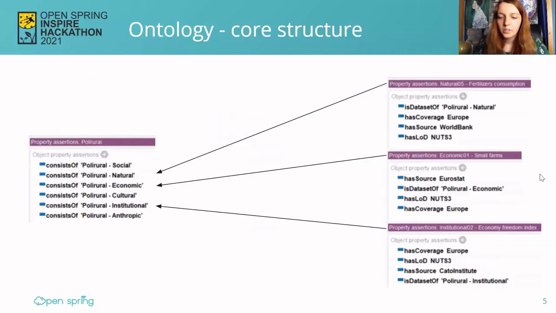Here on the left, you can see such groups for the PolyRural classification. On the right side, there are the individual data sets that are assigned to these groups according to their focus or topic. Other characteristics of the data sets are also shown there.